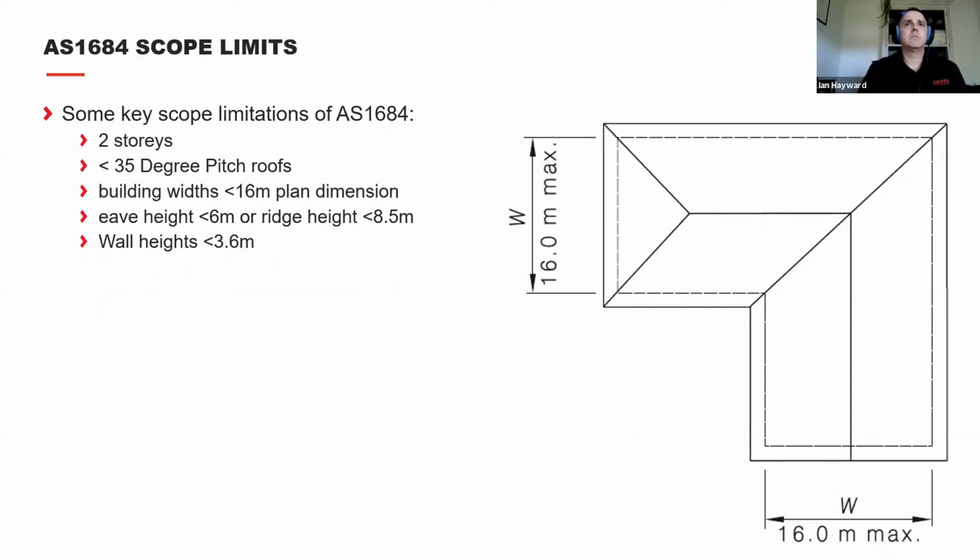So if we look at these scope limitations, essentially the 1684 allows you to design buildings up to 2 stories, with roofs less than 35-degree pitch. The building width plan dimension has to be restricted to 16 metres. The eave height has to be less than 6, and the ridge height has to be less than 8.5. And typically the wall heights have to be less than 3.6. Once you step outside of those parameters, then you move to an engineered solution.